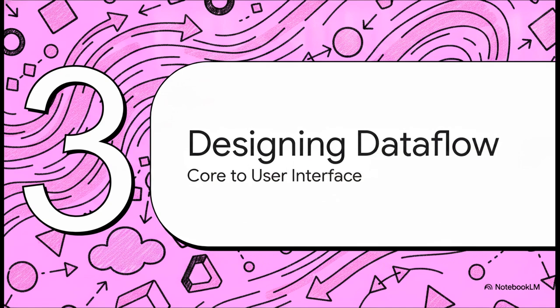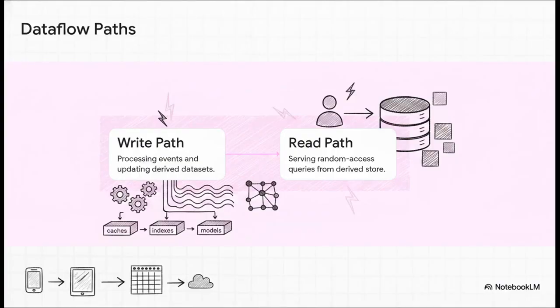Moving right along to Section 3, Designing Around Data Flow, from Core to User Interface. When you start structuring your systems around this data flow concept, you're essentially dividing the world into two paths. Path 1 is the write path. Whenever data gets written, it flows through a stream processor, updating all the necessary derived datasets, the caches, the search indexes, maybe some machine learning models. It's a continuous pipeline of state changes.